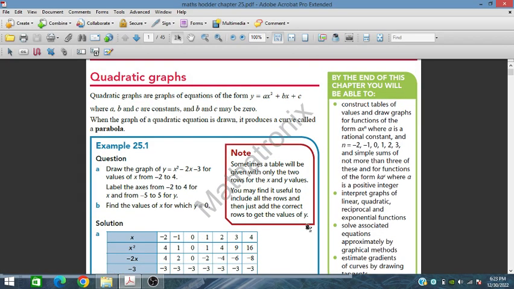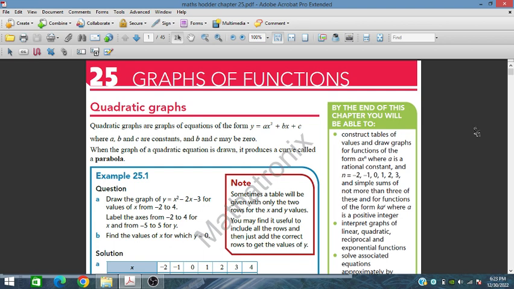Bismillah ar-Rahman ar-Rahim. In this session, we will discuss the topic of graphs of functions that belongs to the mathematics course for O level and IGCSE students.